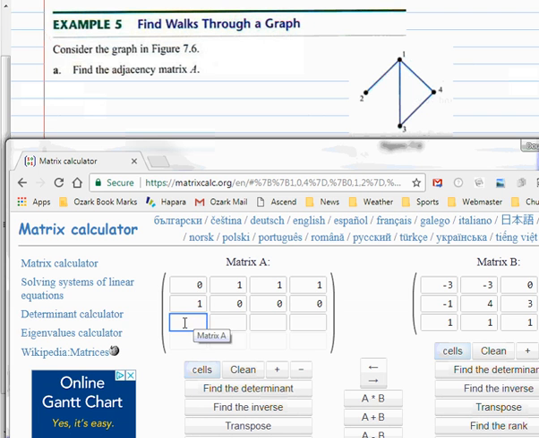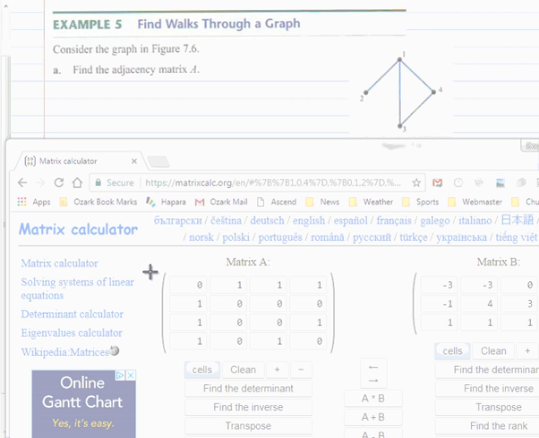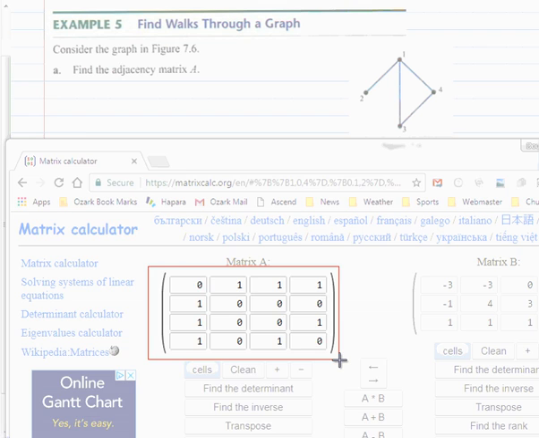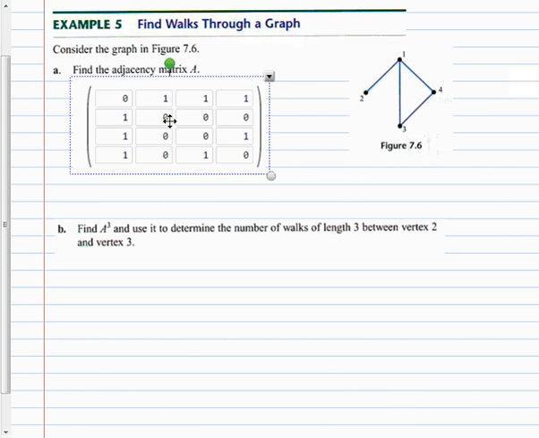So now I'm at 3 to 1 on the third row. 3 to 2, 3 to 3, and 3 to 4. And then 4 to 1, 4 to 2, 4 to 3, 4 to 4. There it is. So there is my adjacency matrix for this graph. I'll insert it in our work. There's our adjacency matrix for that graph.